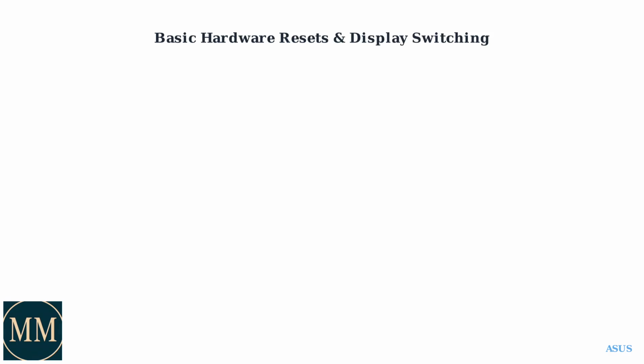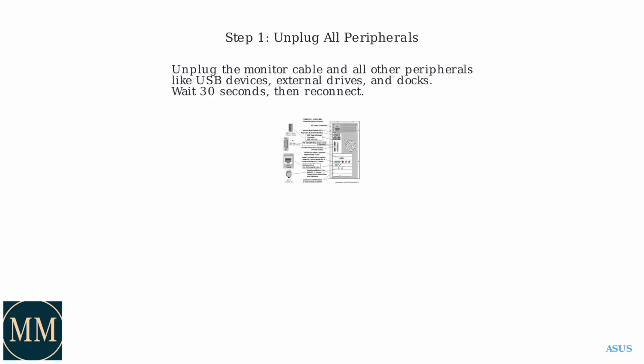Basic hardware resets can resolve many ASUS ZenBook display issues by clearing temporary glitches and forcing the system to rediscover connected devices. First, unplug all peripherals including the monitor cable. Disconnect USB devices, external drives, and docking stations. Wait about 30 seconds to allow the system to reset connections, then plug everything back in. This clears any communication issues between the laptop and external hardware.